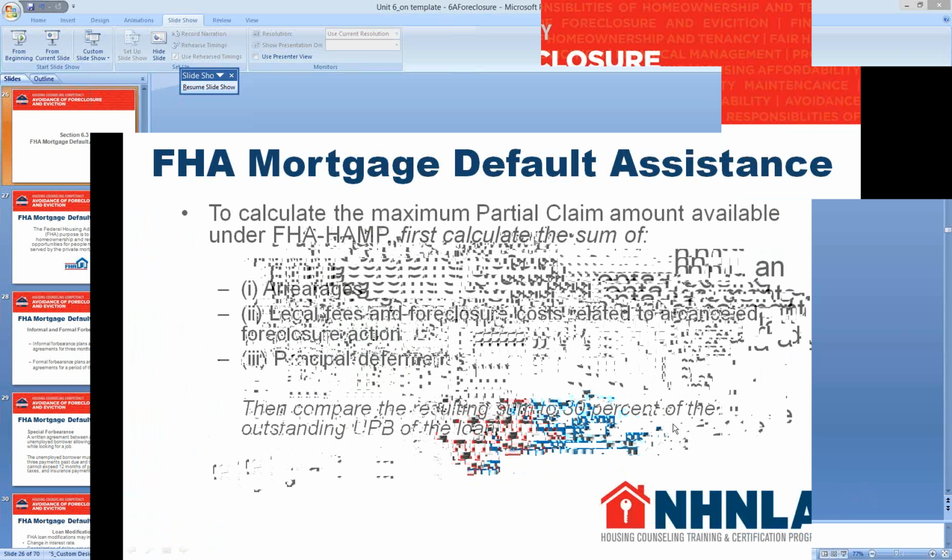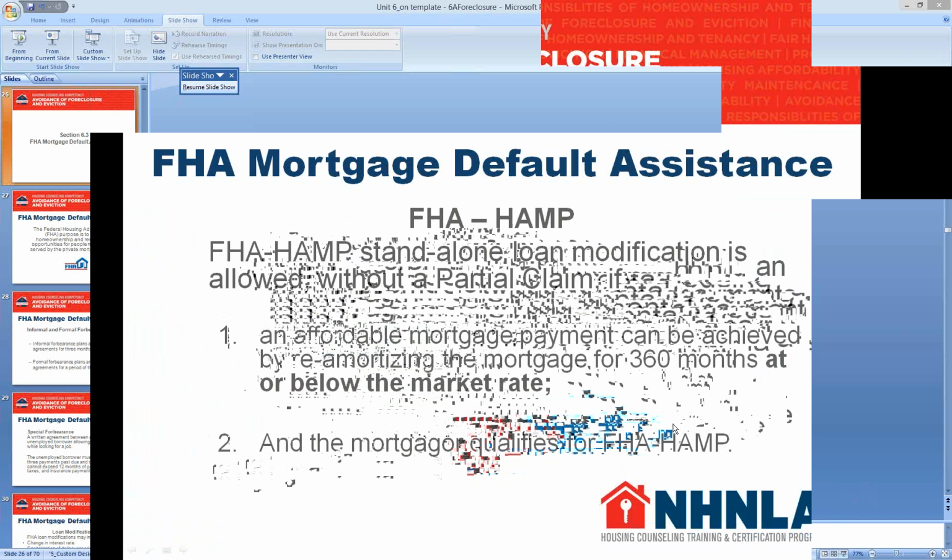Now, if we're doing the standalone loan mod without the partial claim, that's allowed if the affordable mortgage payment can be achieved by reamortizing the mortgage for 360 months at or below the market rate. And of course, the mortgagor still has to qualify for FHA HAMP.